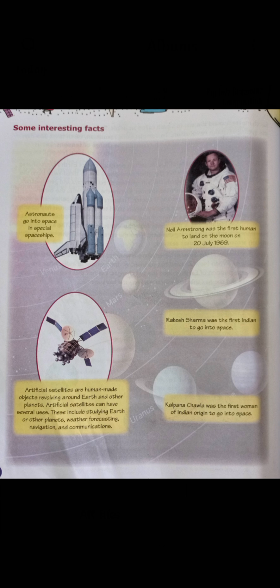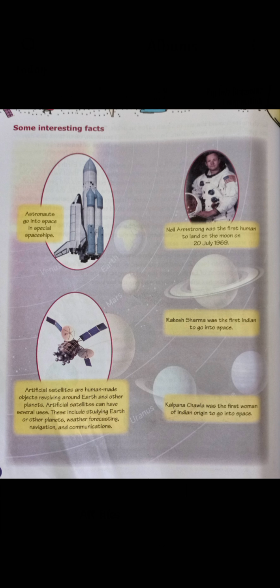Astronauts go into space in special spaceships. Neil Armstrong was the first human to land on the moon on 20th July 1969. Rakesh Sharma was the first Indian to go into space. Kalpana Chawla was the first woman of Indian origin to go into space. And artificial satellites are human-made objects revolving around Earth and other planets. Artificial satellites can have several uses, including weather forecasting, navigation, communications, etc.